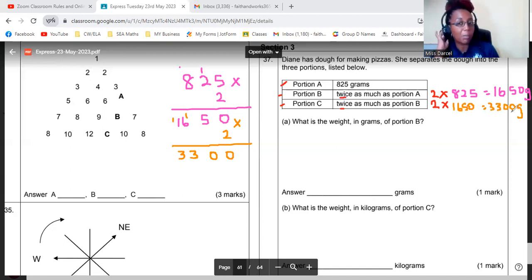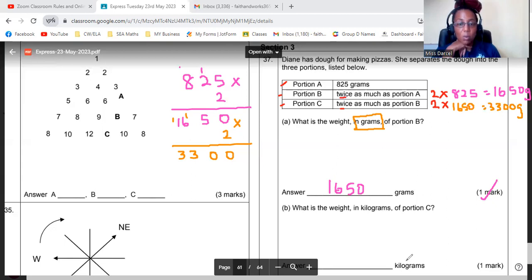All right, so basically by filling out this chart at the top here, we can solve the rest of the questions. So what is the weight in grams, keyword clue here, of portion B? We just did it. So there we go. We're gonna put that in there, 1,650. All right, easy 1 mark, bam.